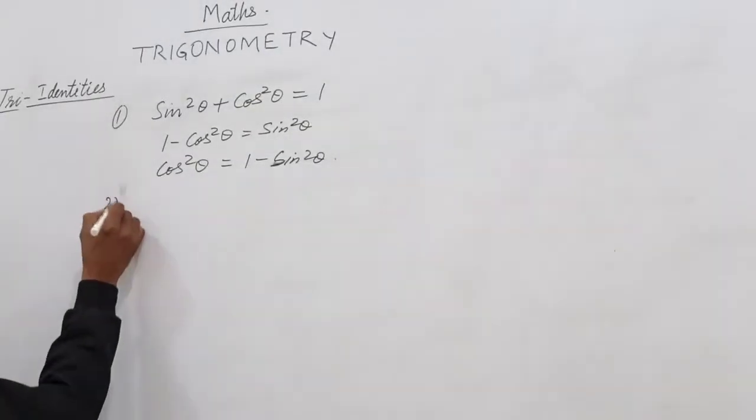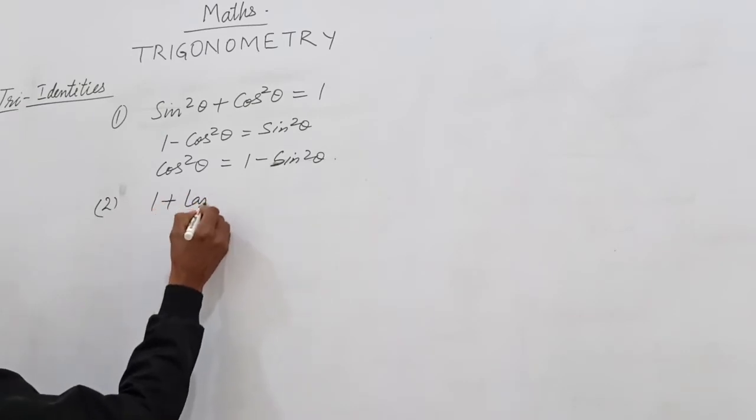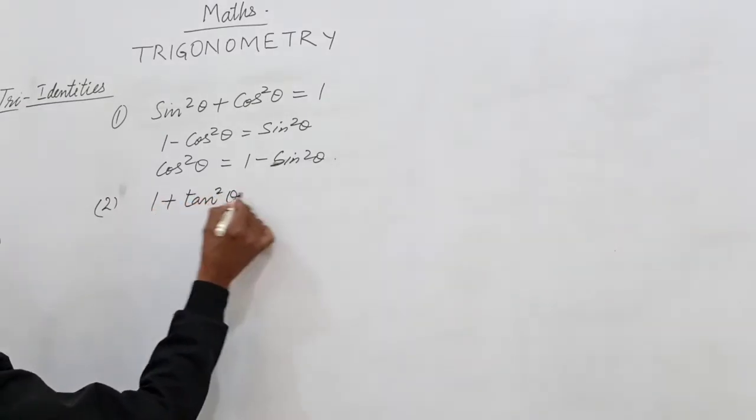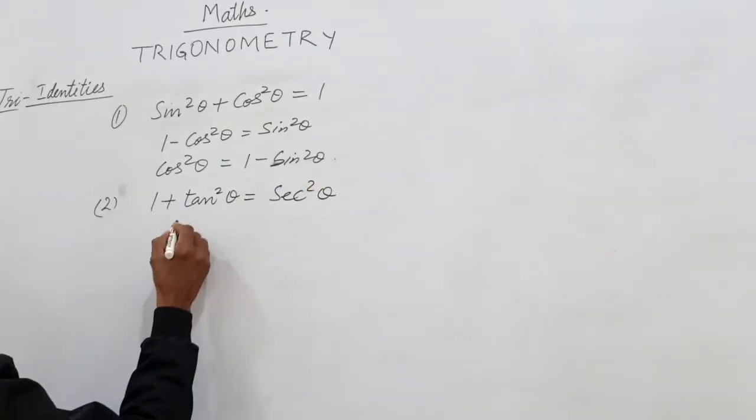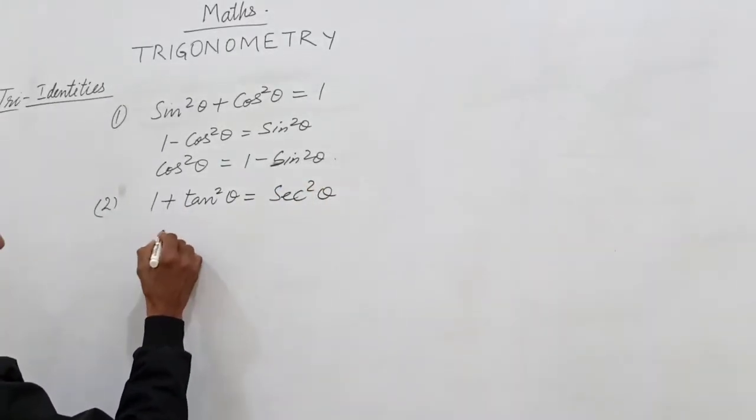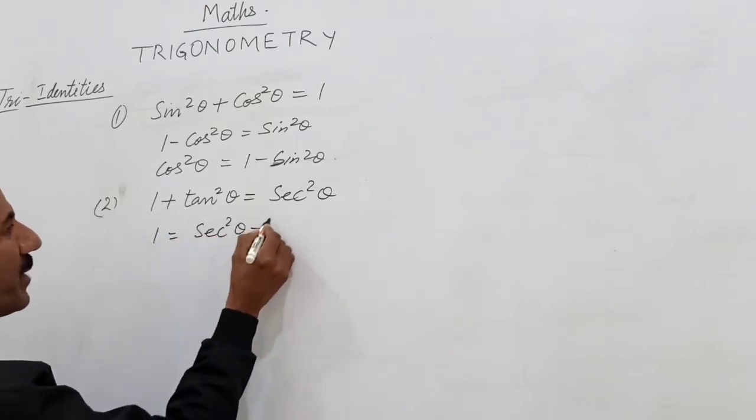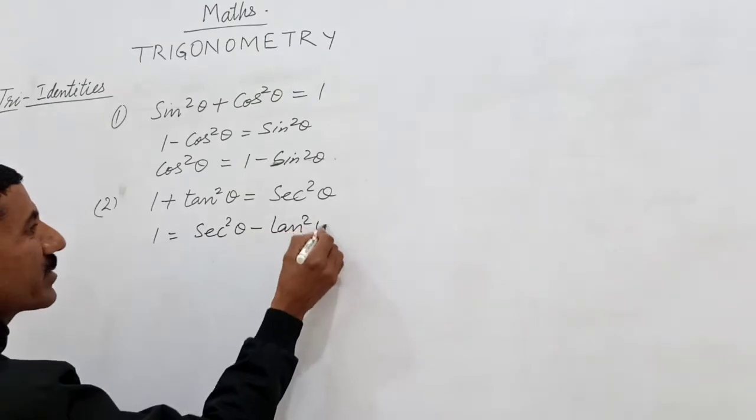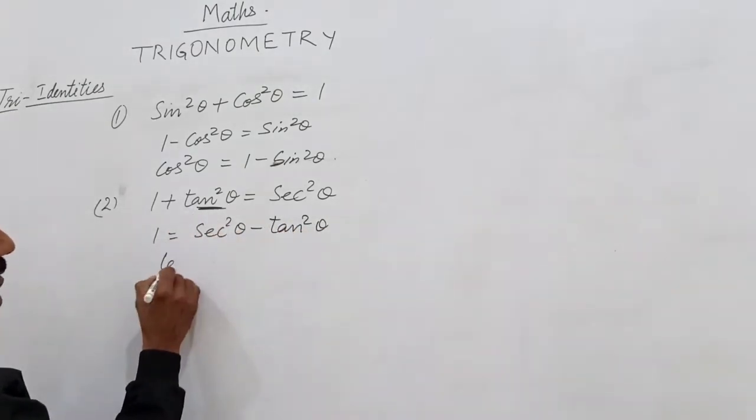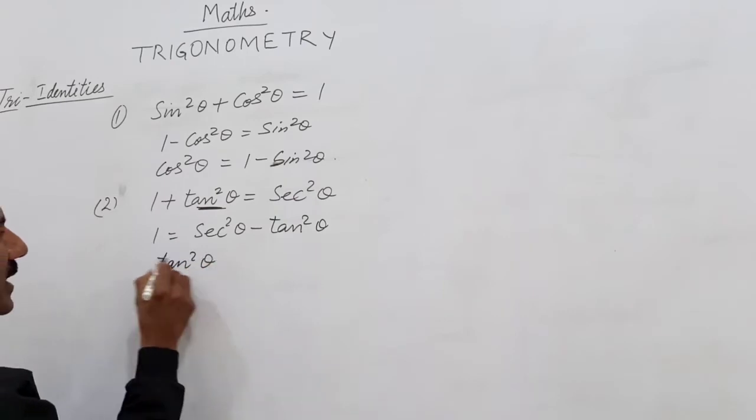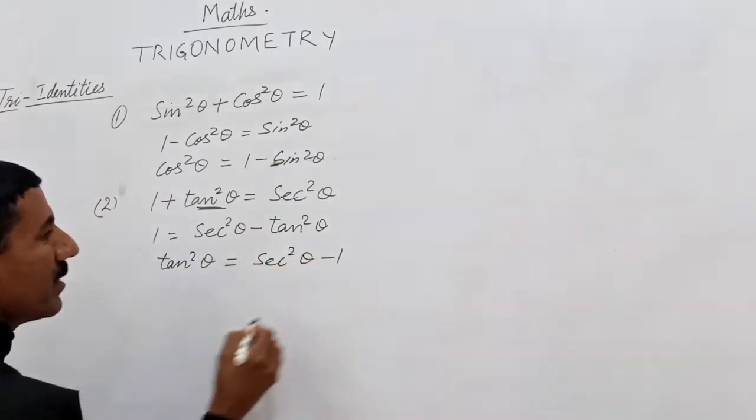The second identity is 1 plus tan square theta is equal to sec square theta. And 1 is equal to sec square theta minus tan square theta. If you have to find tan square theta from here, then tan square theta is equal to sec square theta minus 1.